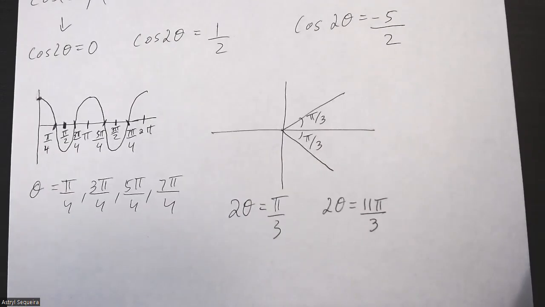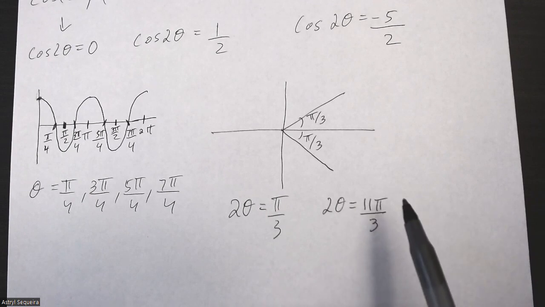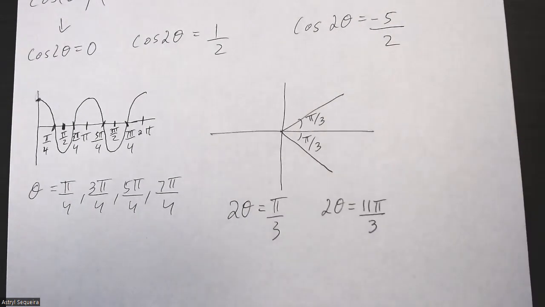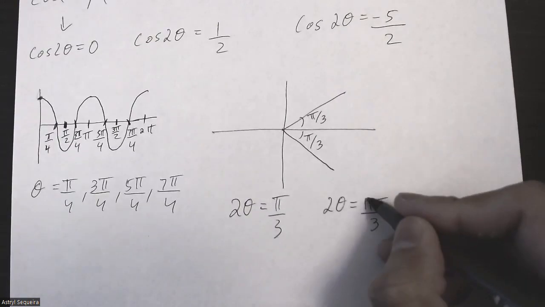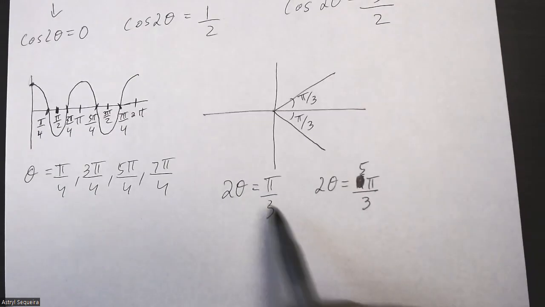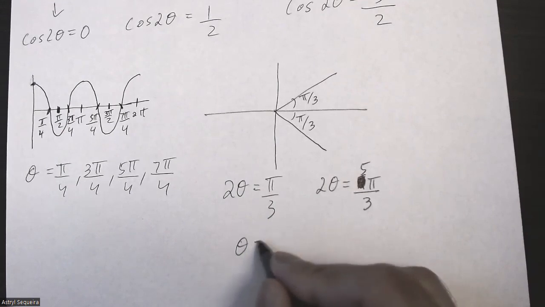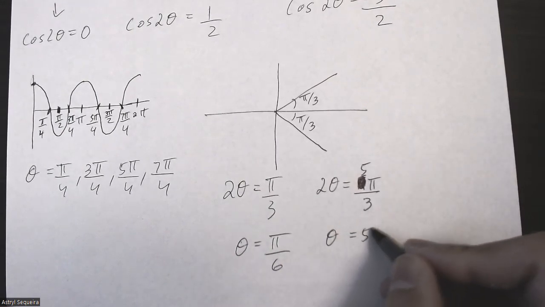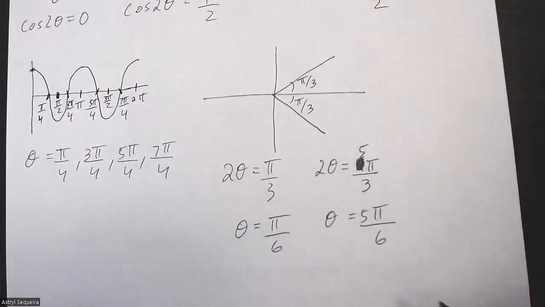Oh, sorry, not 11 pi over 3. Let me do this on my calculator. 2 pi minus pi over 3 is 5 pi over 3. That's what I thought. 5 pi over 3. So now to find my thetas, I want to divide by 2 on the other side. So here theta equals pi over 6, and here theta equals 5 pi over 6.